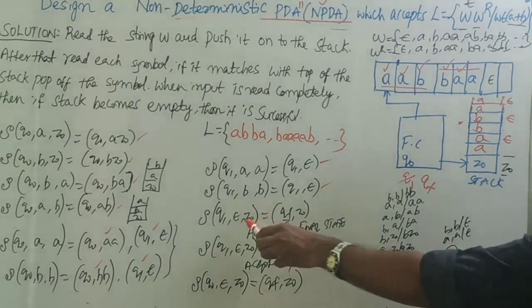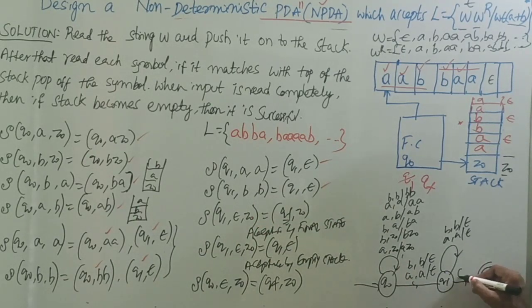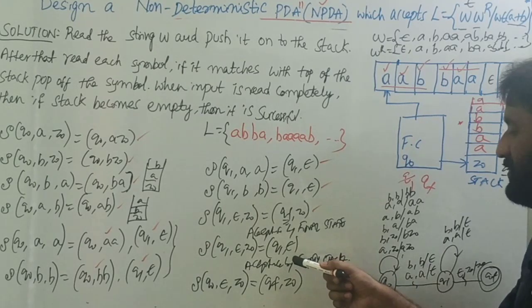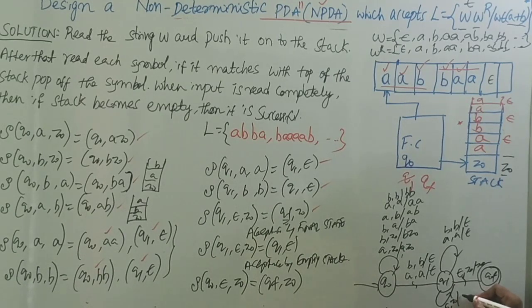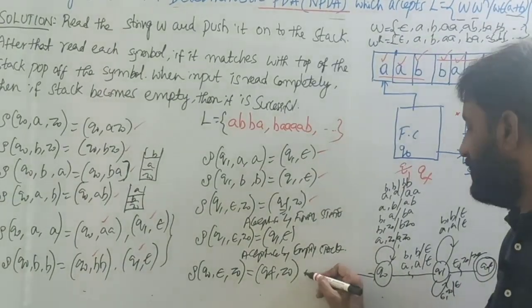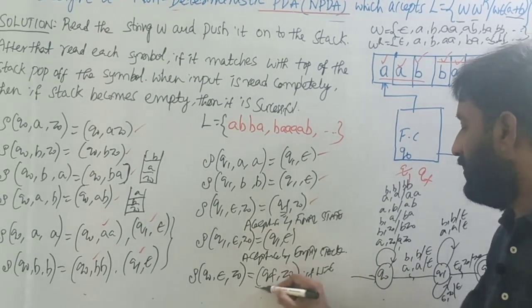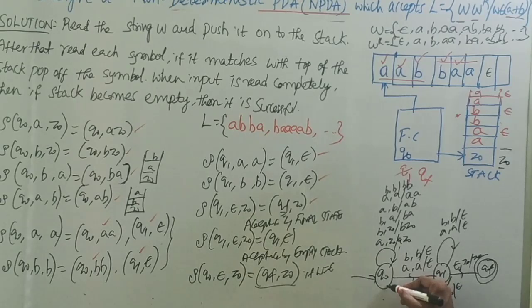Then after the input is empty, move to the final state on epsilon comma Z0, not doing any operation on the stack. So this is acceptance by final state. How I can add acceptance by empty stack is on state Q1, it's a self state, input symbol is epsilon, top of the stack is Z0, remove the element from the stack, epsilon. This is the case if W equals epsilon, so we have to add this also. So Q0 epsilon comma Z0, move to the final state, Z0.